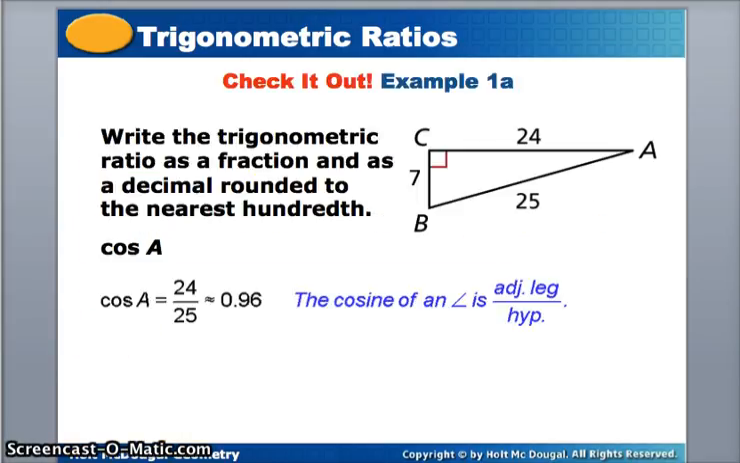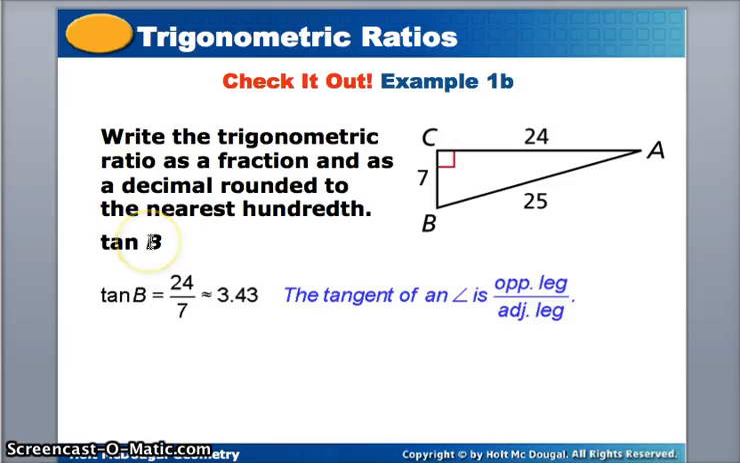Alright, so 1A. Write the trigonometric ratio as a fraction and as a decimal rounded to the nearest hundredth. Remember, hundredth is two numbers after the decimal. Alright, so cosine of A. Remember, cosine is the adjacent side over the hypotenuse. Adjacent means next to, so that'd be 24. The hypotenuse is 25. 24 over 25 is 0.96.